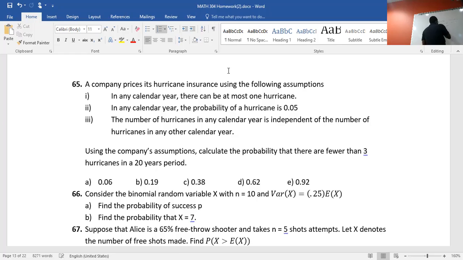So, to have a binomial distribution, you need N and P. If you have N and P, this is the notation for a binomial distribution. Here, N equals 20, and P equals 0.05. What is the probability we want to find? The probability that fewer than 3, that is x is less than 3.